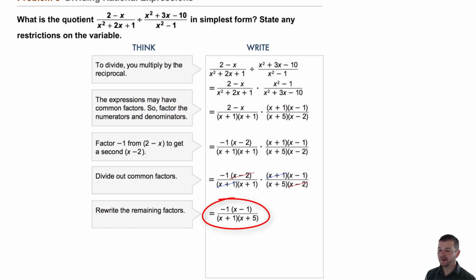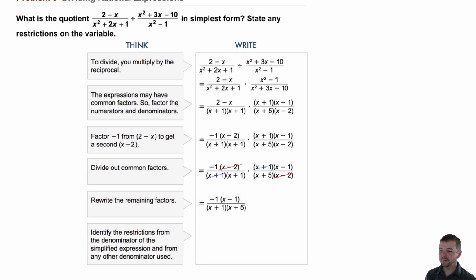Always take a look at your simplified form and see if there is a way to further simplify or find more common factors between the numerator and denominator. In this case, it is simplified. Finally think, identify the restrictions from the denominator of the simplified expression and from any other denominator used throughout the process. So, x does not equal negative 1, x does not equal negative 5, x does not equal 1, and x does not equal 2.